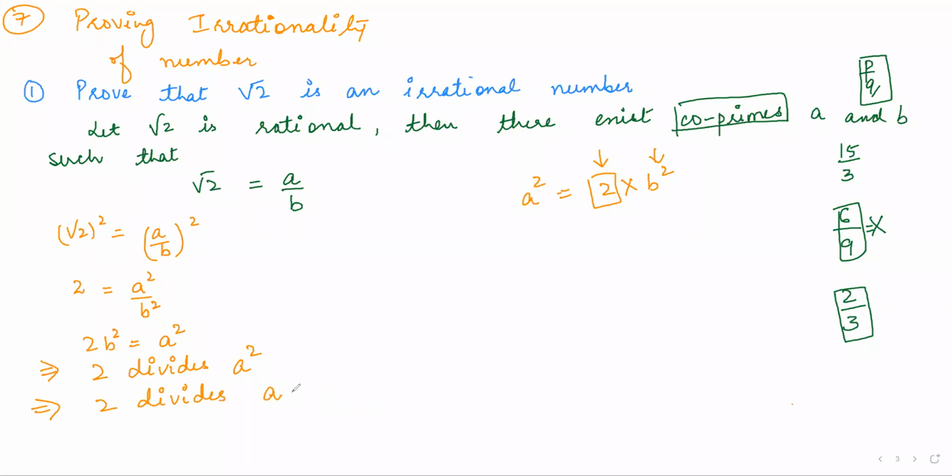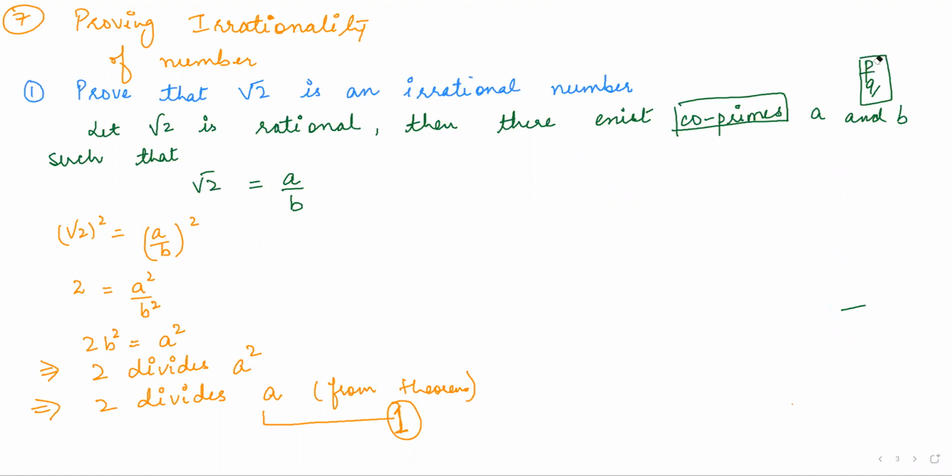So here I have used that theorem. You can write "from theorem". You can mark this as your result number 1, because I'm going to conclude something from here. I hope it is understood by everyone. Right. Now the second part of it.